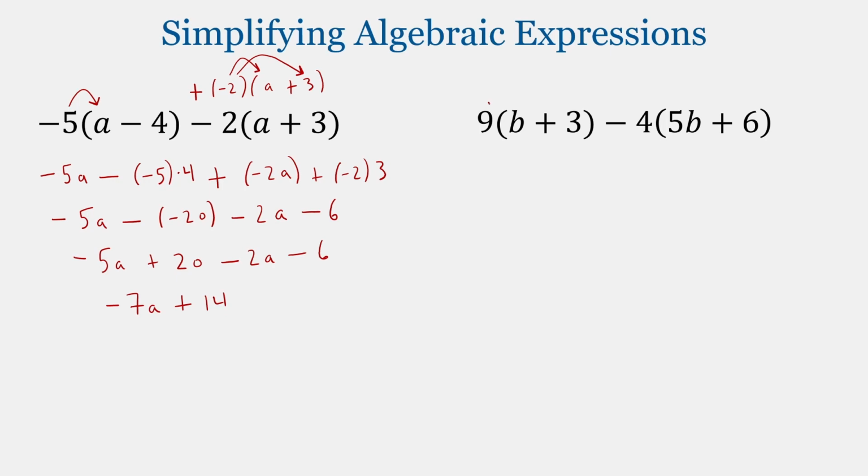And then in this final problem, we're going to multiply 9 to the two terms within the expression b plus 3. That's going to give us 9b plus 27. And then negative 4 times 5b and negative 4 times 6. So negative 4 times 5, that's negative 20b. Then negative 4 times 6, that's negative 24.